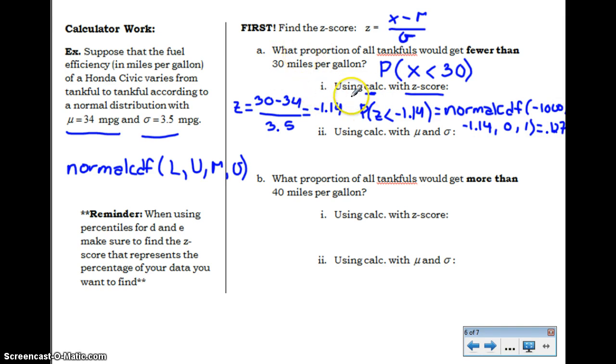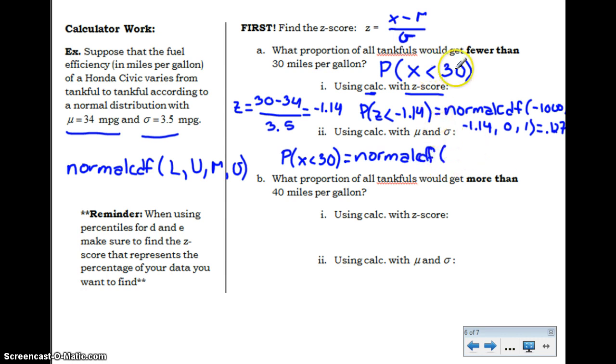That was using our z-score. We do not have to always find a z-score if we want to find a probability. We can just use the x value of 30. So another way that we can put this into our calculator is just using x is less than 30 and following the same pattern. I can say normal CDF, and my lower, my upper, and my standard deviation.